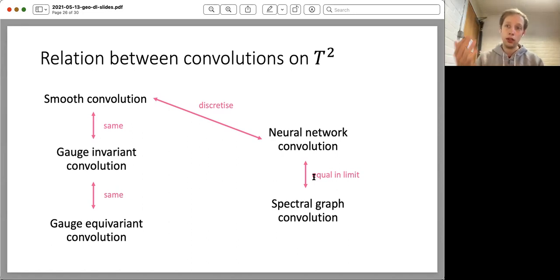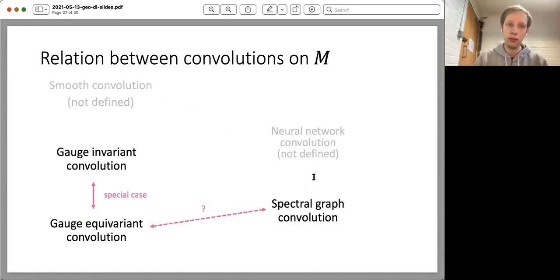Okay, but the thing is now, if you're on a general manifold M, the smooth convolution is a priori not defined. The neural network convolution doesn't make sense either, but you still have these other three guys. You still have the gauge invariant convolution, which is a special case of the equivariant convolution in a particular sense. But it's not clear at all how that's related to the spectral graph convolution.